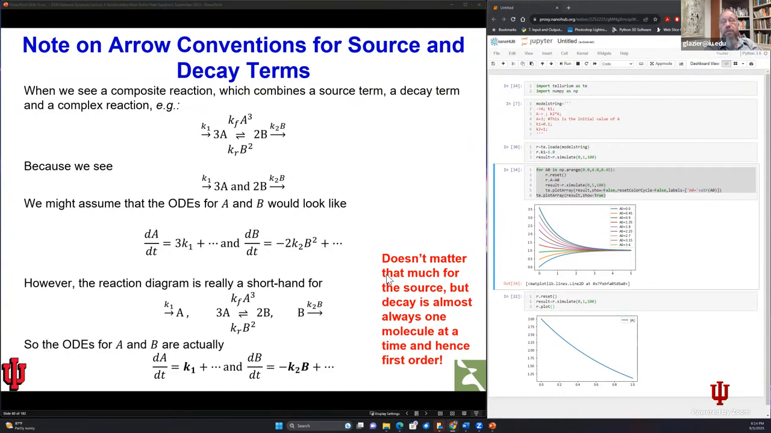The thing that we have to be a little bit careful about is the arrows for sources and for decay. This hybrid diagram that I've written here, nothing goes to 3A, 3A goes to 2B, 2B goes to nothing, is really a shorthand for nothing goes to A and B goes to nothing. And so you don't have B squared in the rate for decay, and you don't have the A cubed, the 3A, in the rate for the creation. And so when you write the ODEs for this, dA by dt is K1, not 3 times K1. And dB by dt is minus K2B, not 2 minus 2K2B. Sorry, 2K2B.